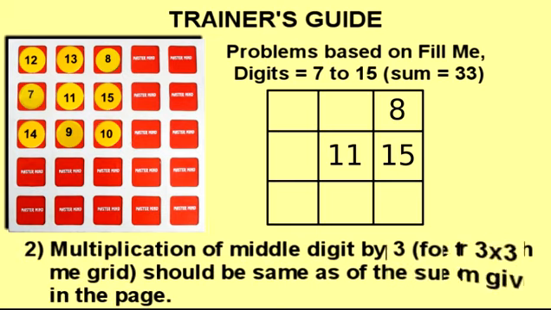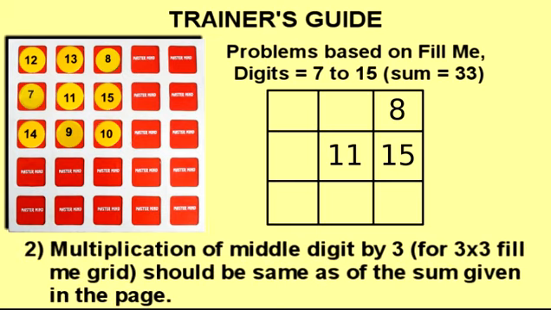Then we can move on to the second condition. Here, the multiplication of the middle digit by 3 should be the same as the sum given in the page. You can see in the page the sum is 33. Our middlemost digit is 11, and if I multiply 11 by 3, it will be 33. That is the same as the sum. That means still here the student has completed the grid correctly.